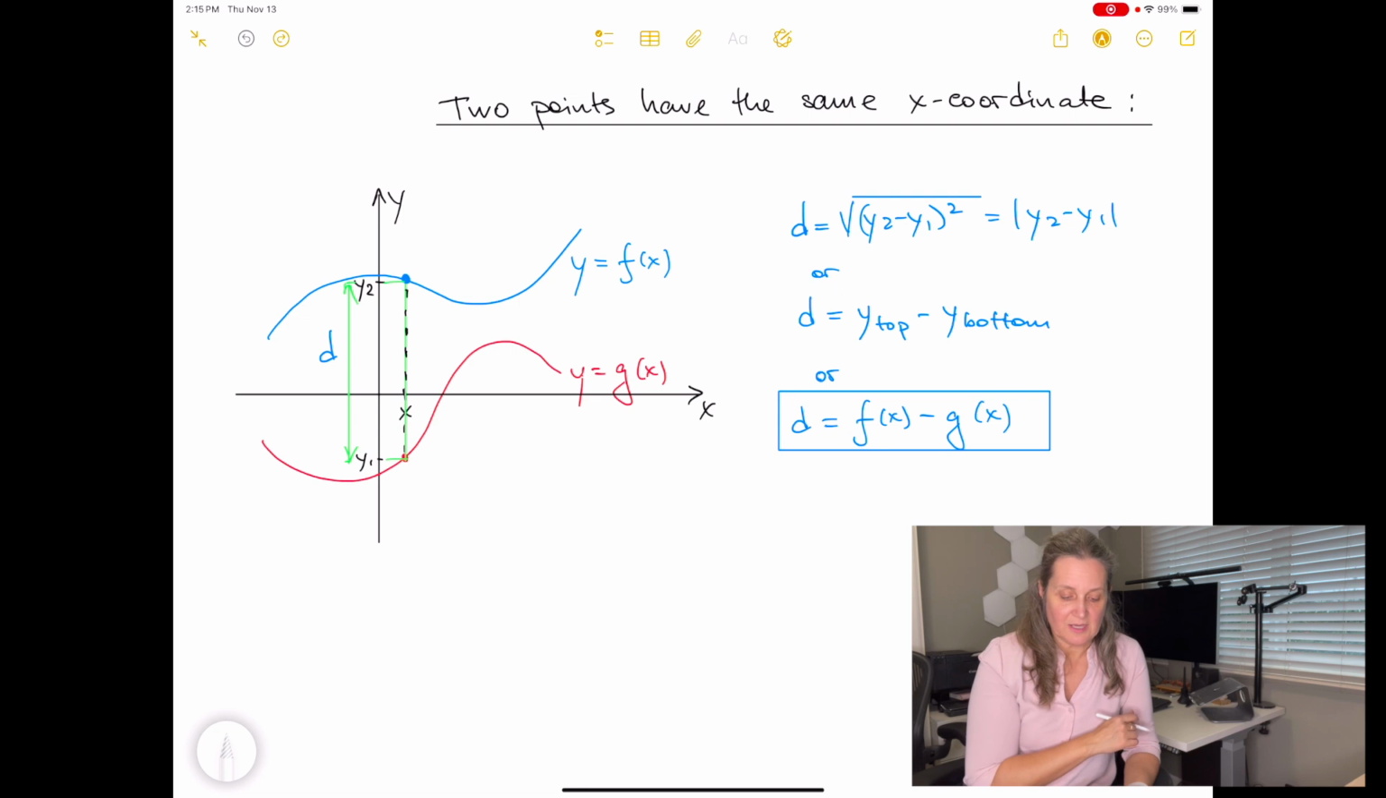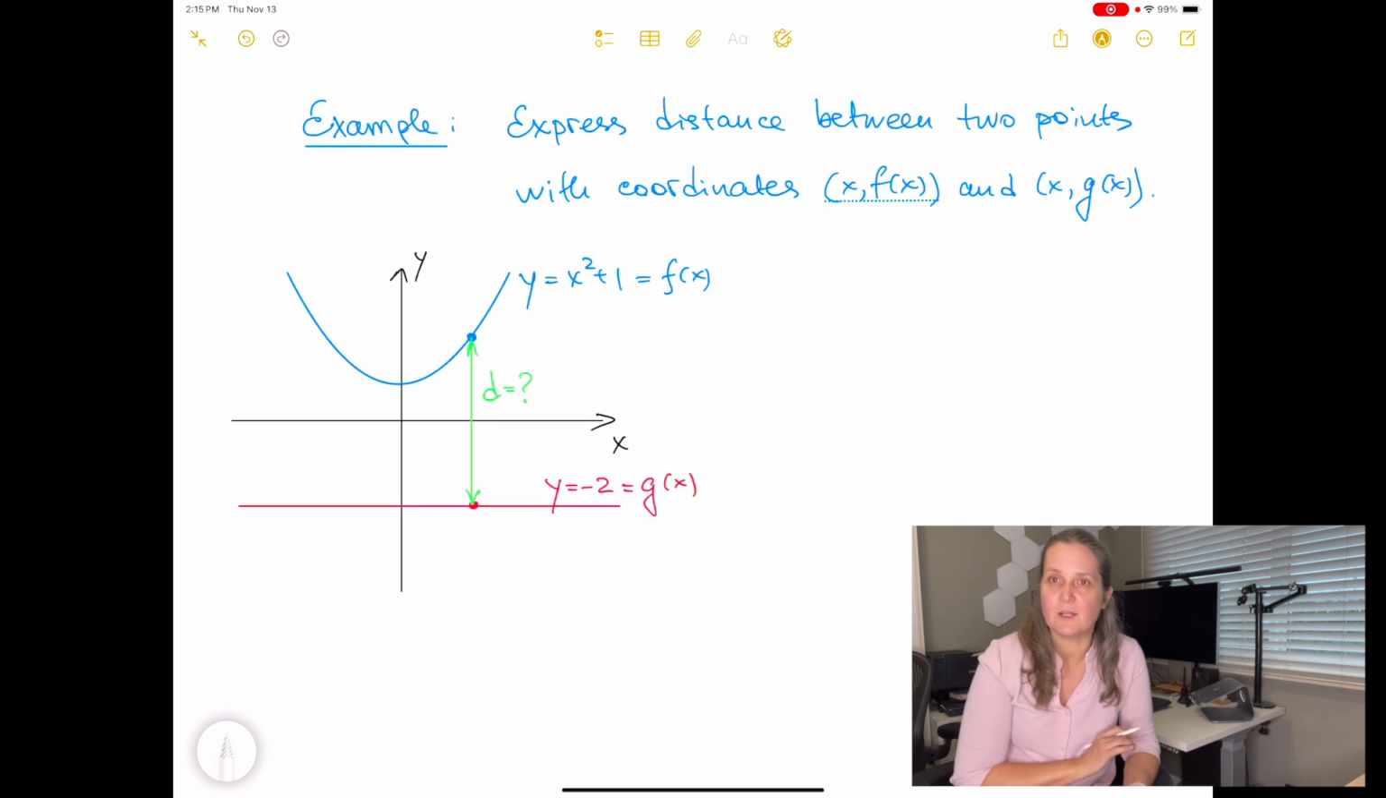Or in this particular case, the distance between the 2 points is exactly equal to f of x minus g of x for a specific value of x. Let's look at the following example.